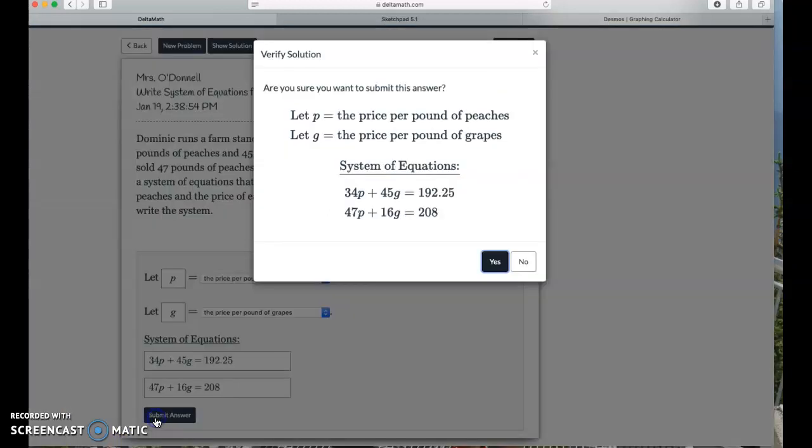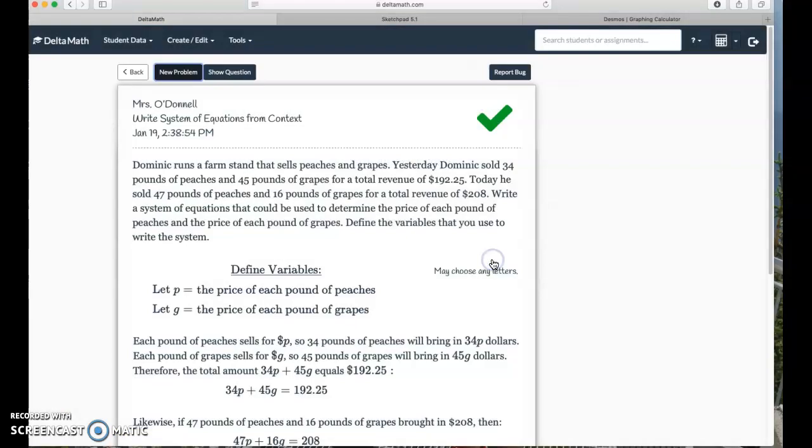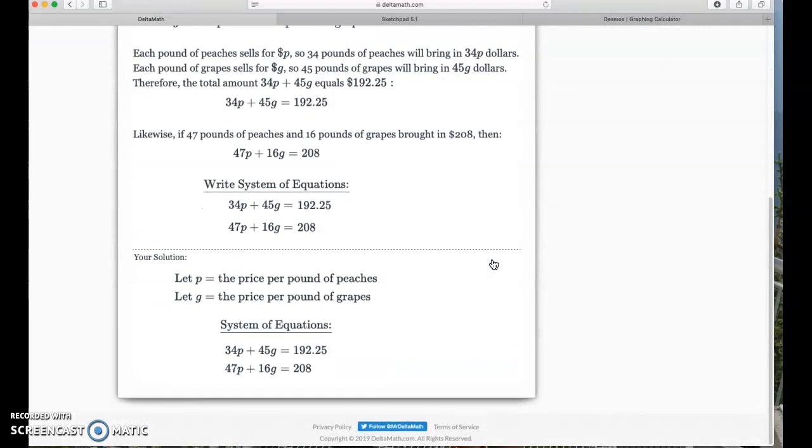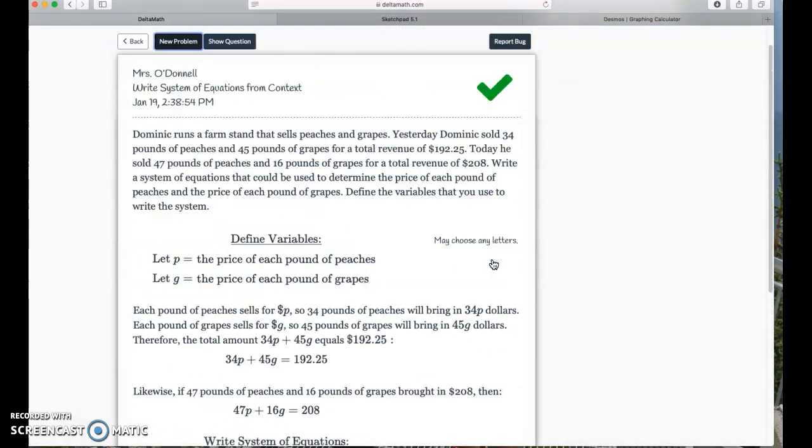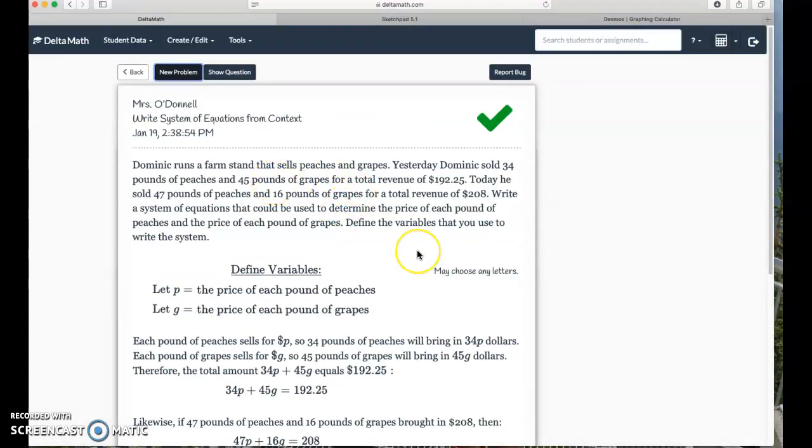We're going to go ahead and submit, see if Delta Math likes our answer. Oh, huzzah, they did. So that's one way to approach writing your system of equations from your word problem.